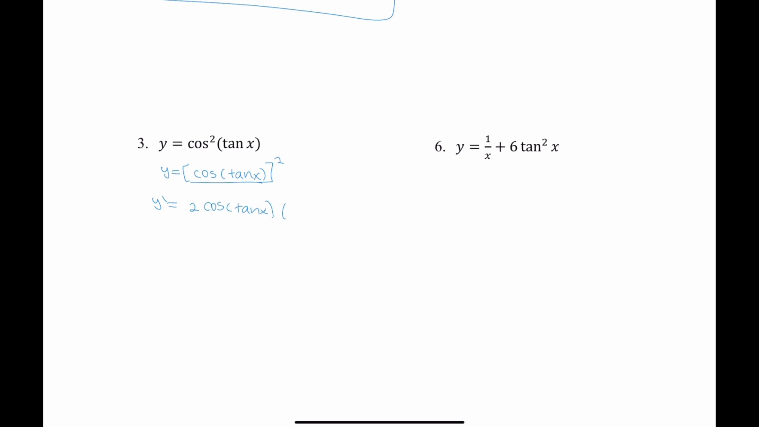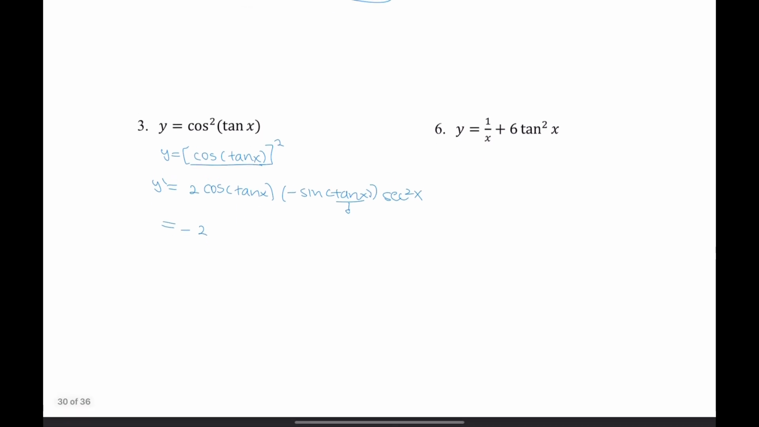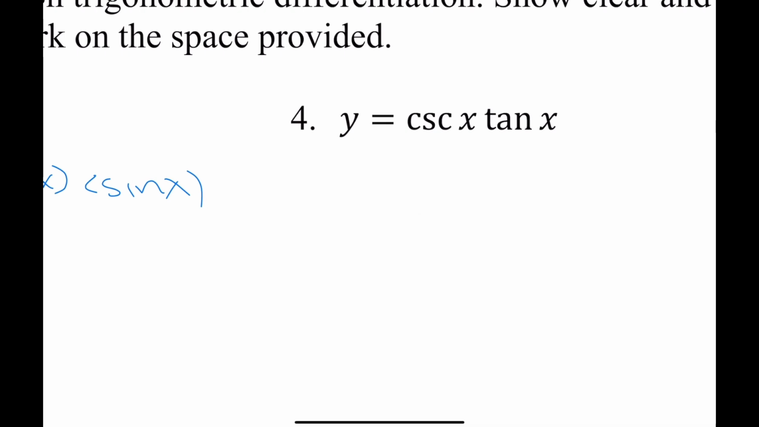So the inside function is cosine tangent x. So negative sine tangent x, and then the inside, which is tangent x, so the derivative of that would be secant squared x. So we got negative 2 sine tangent x cosine tangent x, and then just secant squared x. So that's our answer. Number 4 is y equals cosecant x times tangent x.